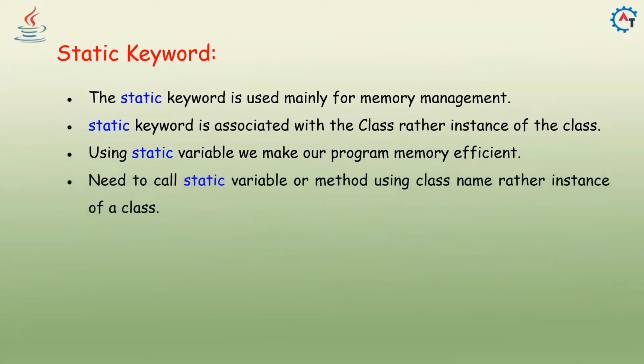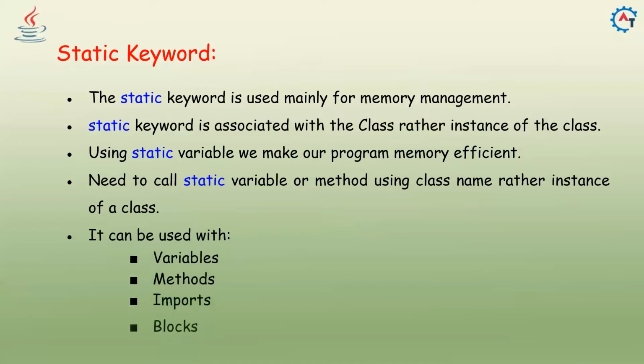We need to call a static variable or method using the class name, rather than an instance of a class. With instance variables, we used the variables with the help of an object, meaning an instance of the class. But here we don't need the instance of the class. We can directly use the class name to access this static information. The static keyword can be used with variables, methods, imports, blocks, and classes. So all these can be used with static.